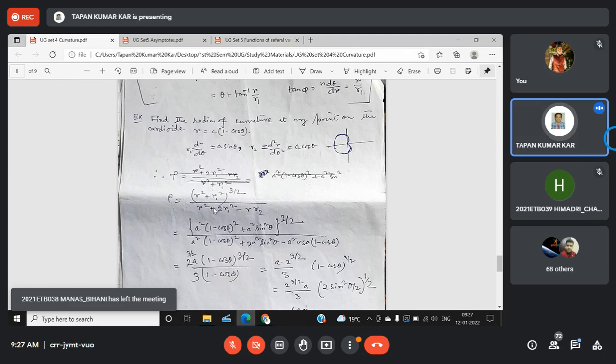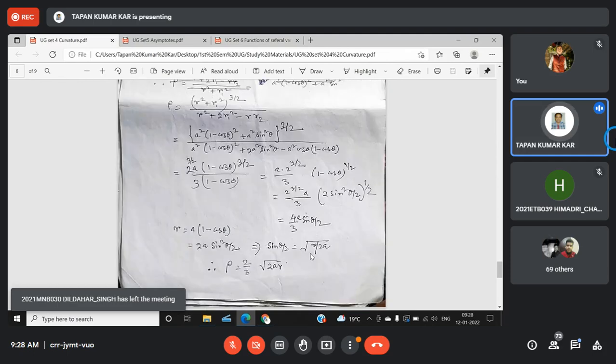and in the denominator r square plus 2r1 square minus r r2. Then simplify using trigonometric formulas, etc. Here look at this: 1 minus cos theta equals 2 sin square theta by 2. So r equals a into 1 minus cos theta, that is 2a sin square theta by 2, so sin theta by 2 equals root over r by 2a. If this sin theta by 2 is substituted in this result, 4a by 3 into root over r by 2a, so finally you will get rho equal to 2 by 3 root over 2a r.